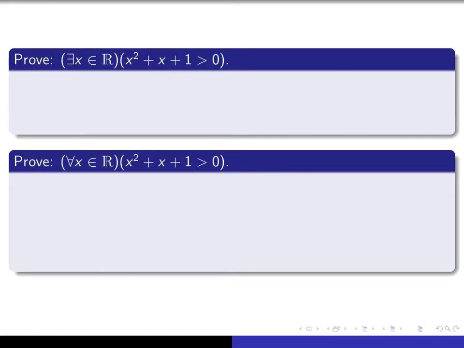So let's illustrate that with two very simple exercises. This statement here, this part of it is the same for both, but in one we have existentially quantified the variable, and in the other we've universally quantified it. So go ahead and write a proof of this one here. There exists a real number x such that x squared plus x plus 1 is positive. Put your video on pause and write down the proof. It's just one line.